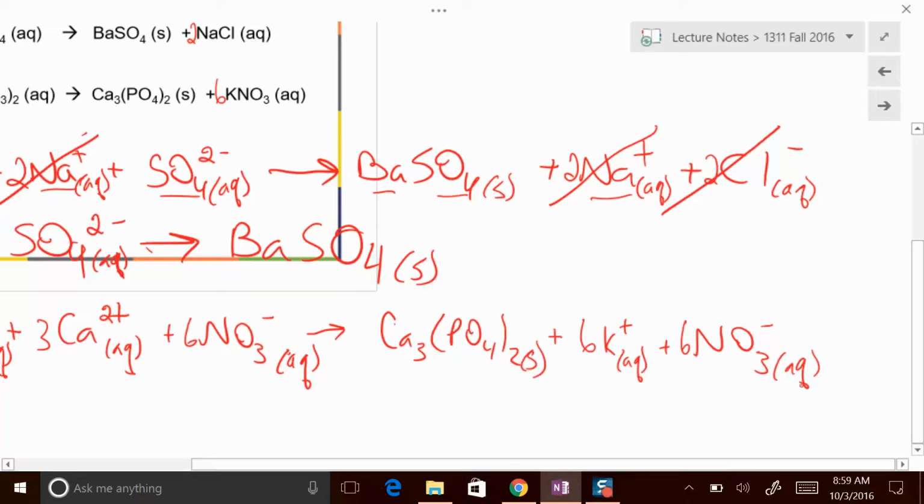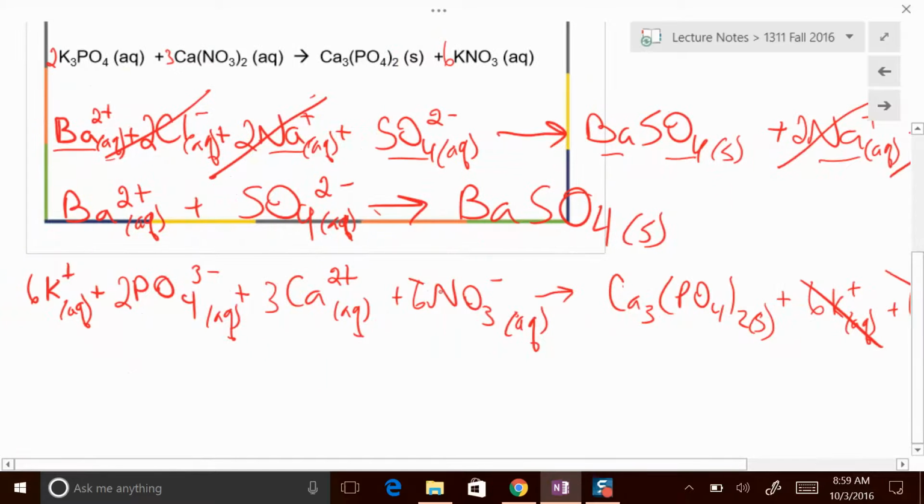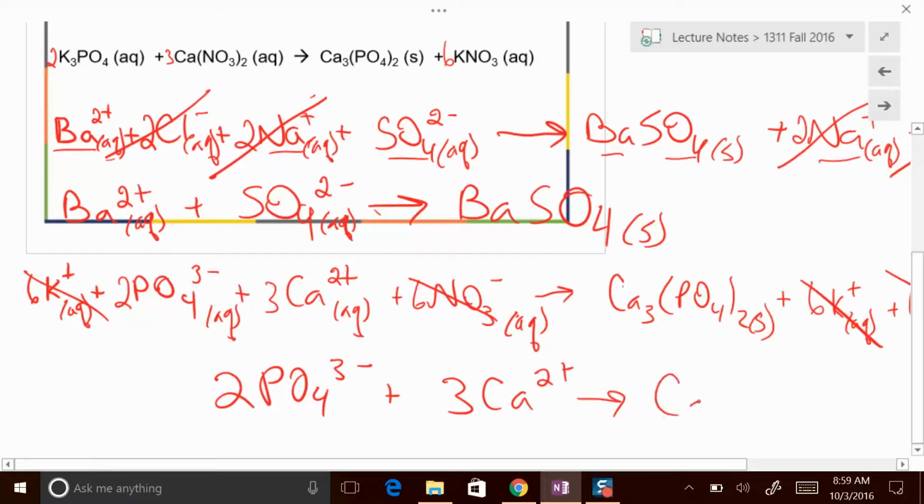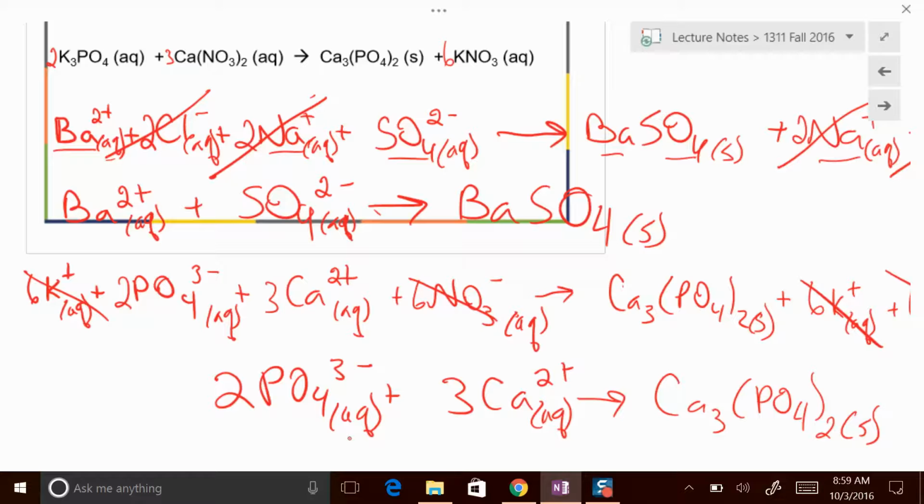Now I just eliminate all those spectator ions. Potassium and nitrate are spectator ions, so they are eliminated. And my net ionic equation then is 2 PO4 3 minus plus 3 Ca 2 plus to produce Ca3(PO4)2, solid. These are aqueous. Okay, and that's how I'm going to write my net ionic equation. So you need to be able to know the charges of those things, what they are. I could predict the charge of phosphate from here.